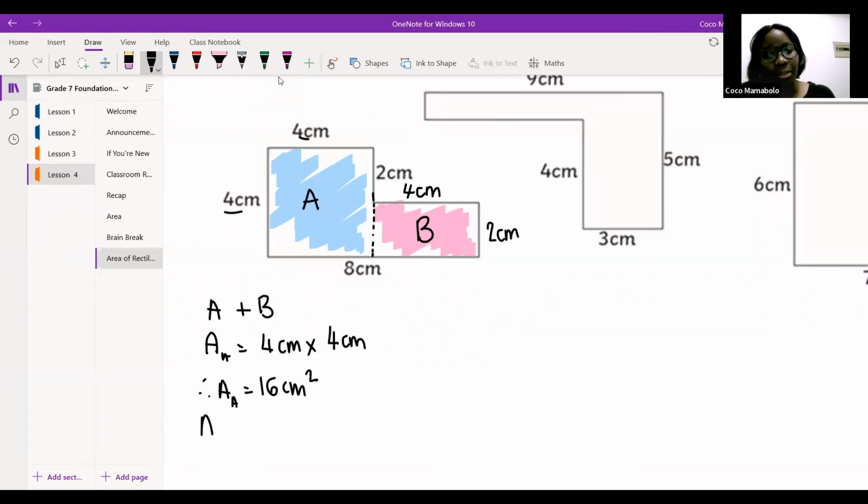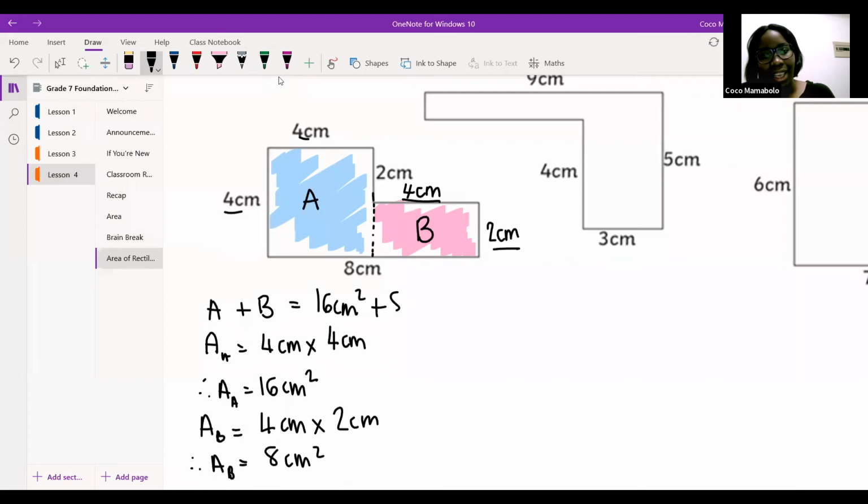Then I'm going to do the same with the area of B, which is 4 centimeters times 2 centimeters. That tells me that the area of B is equal to 8 centimeters squared. Then I'm going to add them together: 16 centimeters squared plus 8 centimeters squared gives me 24 centimeters squared. And that's the answer I'm looking for, guys.